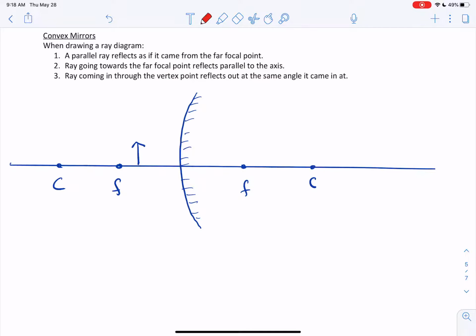Now the rays we're going to draw are very similar to what we just talked about with concave mirrors. So the first one is our parallel ray, which reflects as if it came from the far focal point. So this is slightly different. In the concave mirror, we drew it like it came from the near focal point, but we're not going to do that. We're going to say it's coming from the far focal point, so that's on the other side of the mirror. So we're going to go like this. Okay.